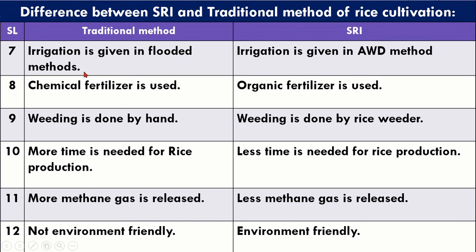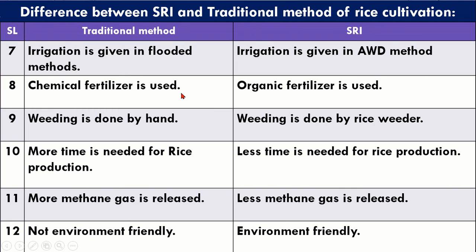Again, irrigation is given by the flooded method, where the cost is more, because the land always needs to be flooded, only stopping 2 weeks before the ripening stage. But here you can see that from the beginning of the cultivation, irrigation is given by the AWD method, where, as you already saw, you do not need to apply more water. When they need it, at that time you have to apply.